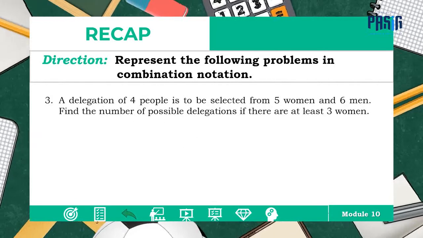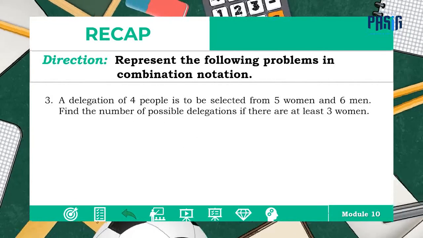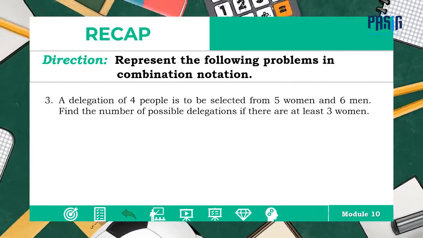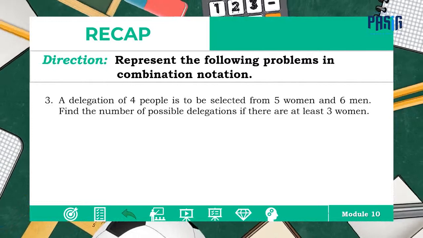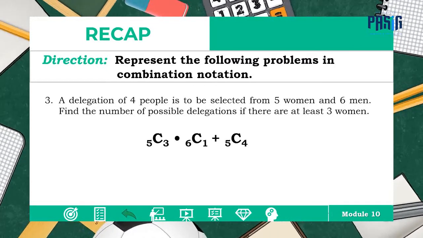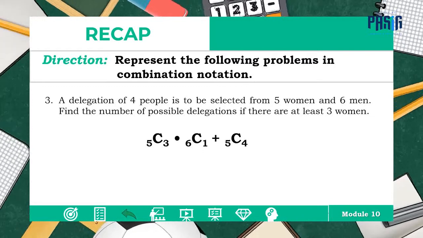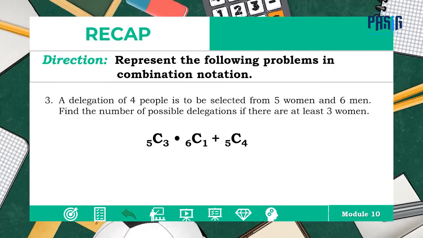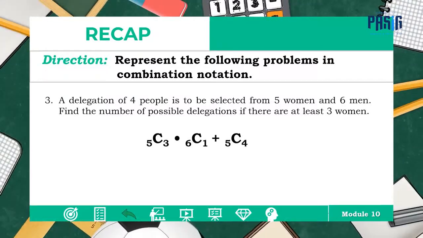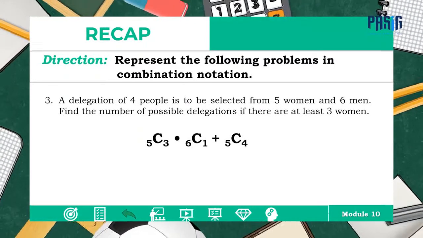Number 3. A delegation of 4 people is to be selected from 5 women and 6 men. Find the number of possible delegations if there are at least 3 women. Correct. The combination of 5 taken 3 at a time times the combination of 6 taken 1 at a time plus the combination of 5 taken 4 at a time.